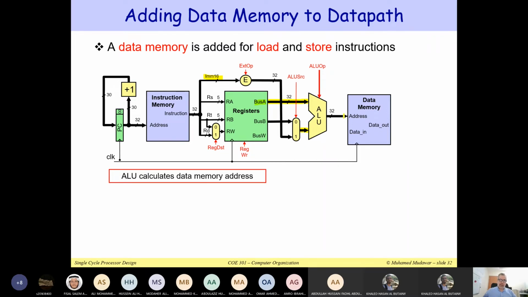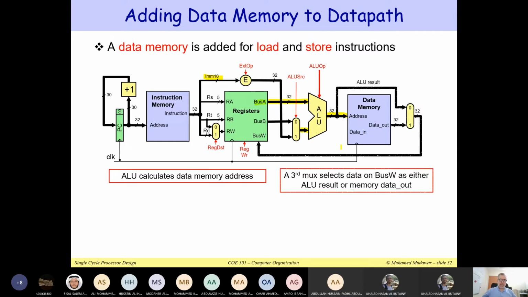So now we use the ALU for address calculation. The ALU is going to simply do an addition, add the base address to the displacement, to the immediate constant. And this is the address. So the address is sent to the data memory.